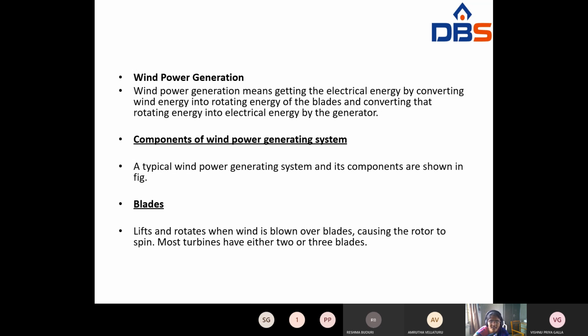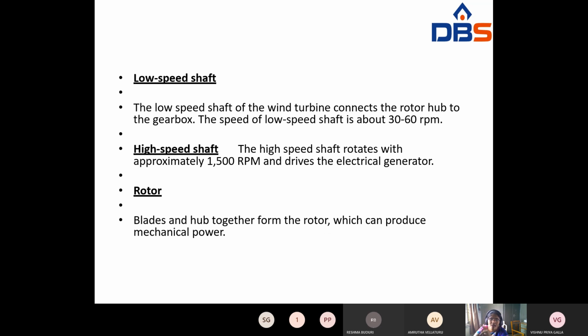Components of a wind power generating system. In a typical wind power generating system, you have to see the components and how they produce electrical energy. First one, blades. They lift or rotate when wind blows over the blades. Whenever wind flows over the blades, it lifts the air and causes the rotor to spin. Most wind turbines have either 2 or 3 blades.